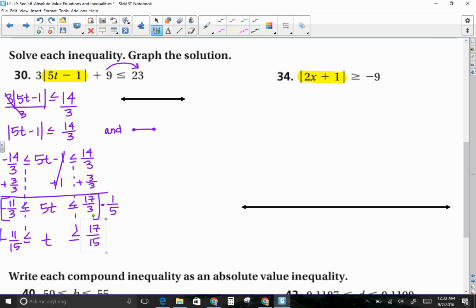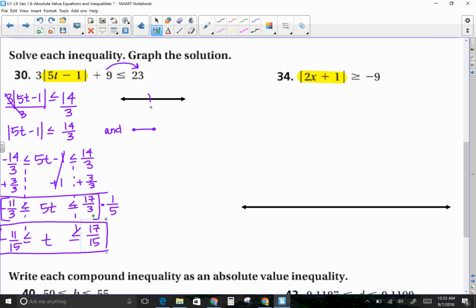Let's try this. There we go. Negative 11 fifteenths to 17 fifteenths. So that's the algebraic solution.